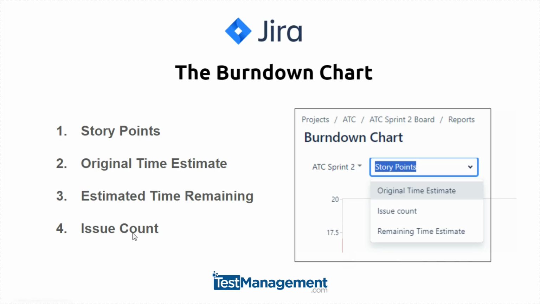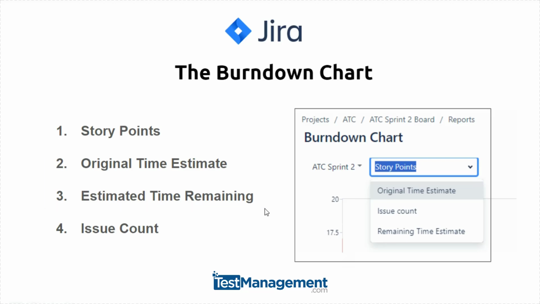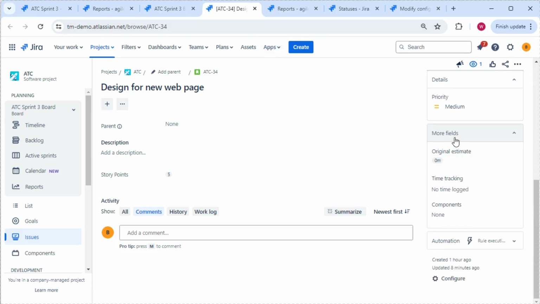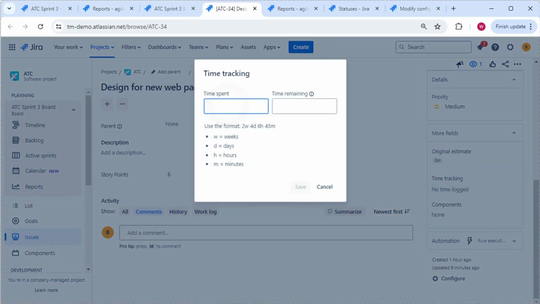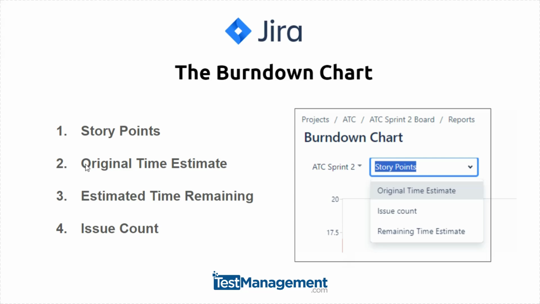So original time estimate and estimated time remaining, both of these are calculated based on 2 or 3 key time tracking fields in your Jira issues. And what's important here is the values down here. So on all of our issues, we have 3 values relating to time that we can enter. We can enter time spent, the time remaining, and the original estimate value. So those 3 values. When we look at the burn down chart with the original estimate time, we're going to use that field and only that field. And then in a minute, I'm going to show you how to use the estimated time remaining field.